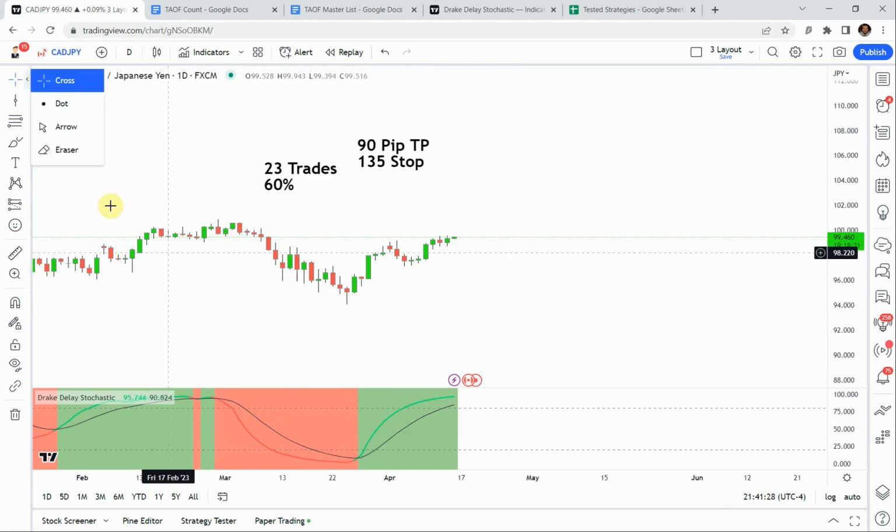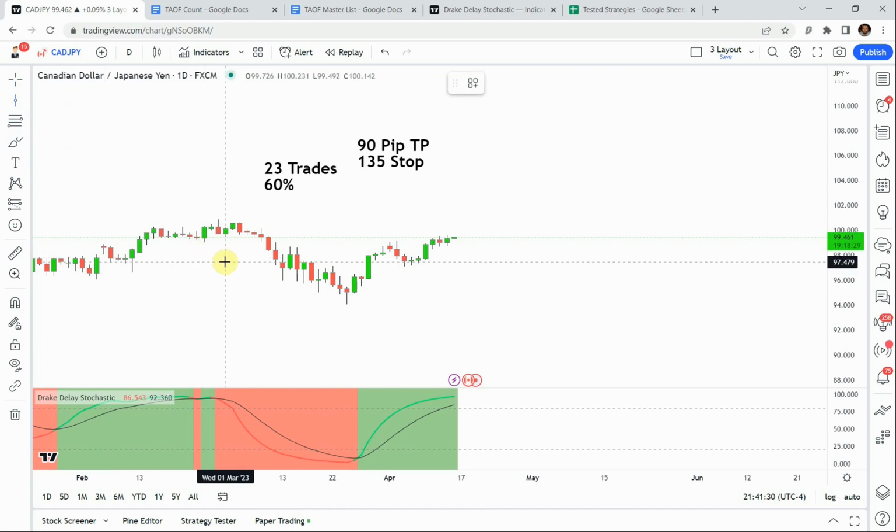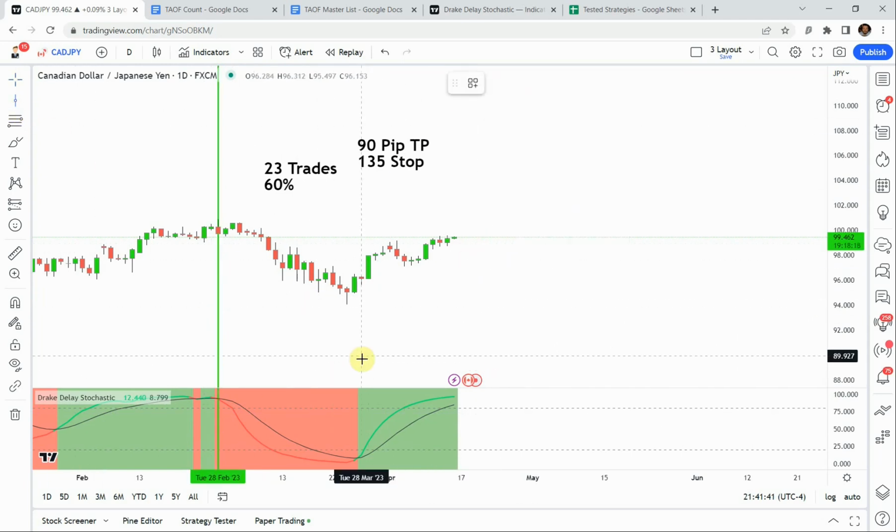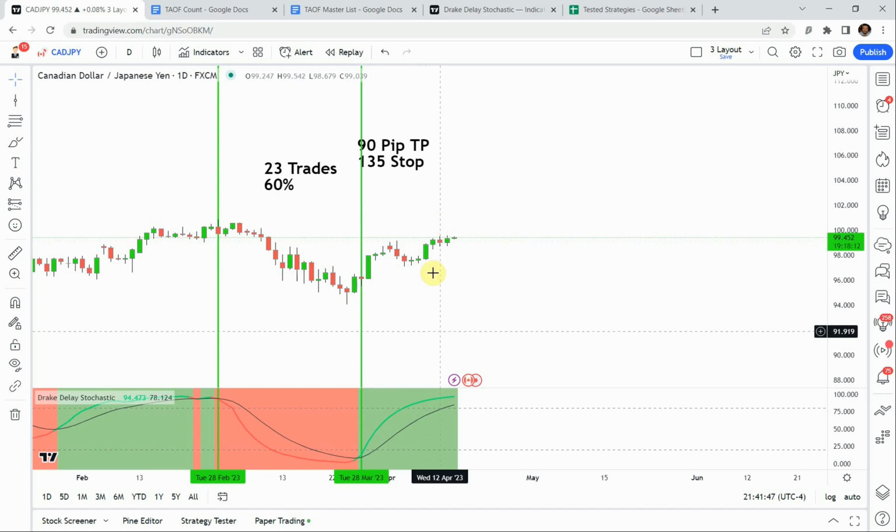For example, we pick up a short right here as the background switches from green to red, and you see that we get a nice drop in price action there that would have gotten us to our take profit. Then moving forward here, we get a green background as we switch from that red to the green, and again a nice push to the upside there, which again would have gotten us to our take profit. So that's how we tested it in the original video.